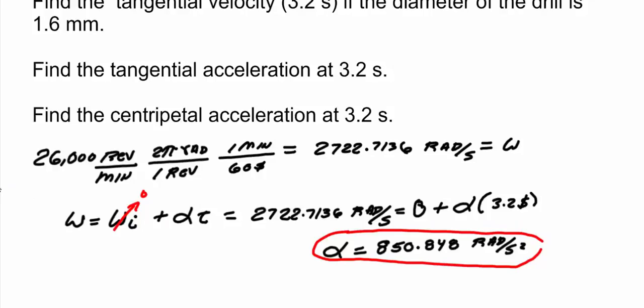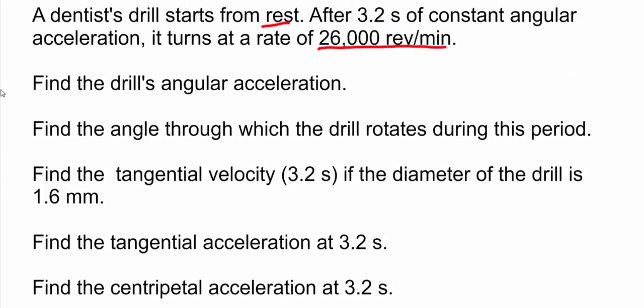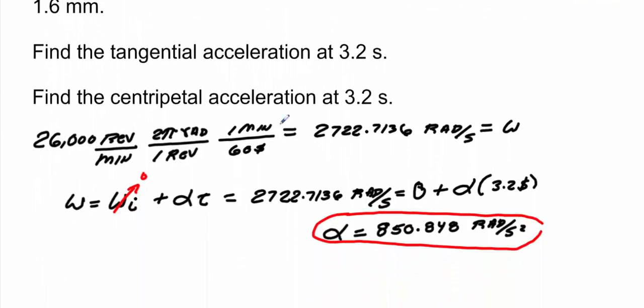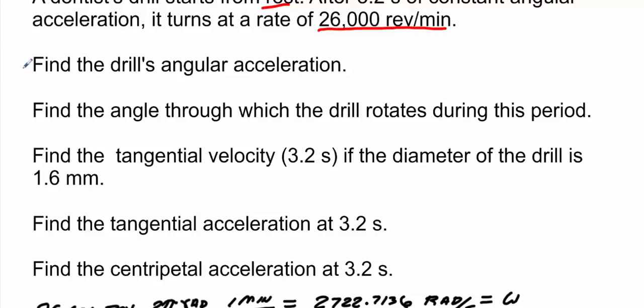And that angular acceleration here is going to be constant. And we reach the angular velocity again at 26,000 revolutions per minute, or 2,722.7136 radians per second. All right, so we have the first question solved. Now it says find the angle through which the drill rotates during this period.